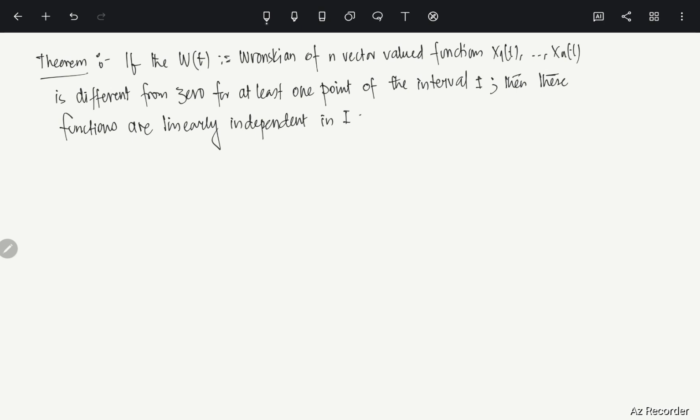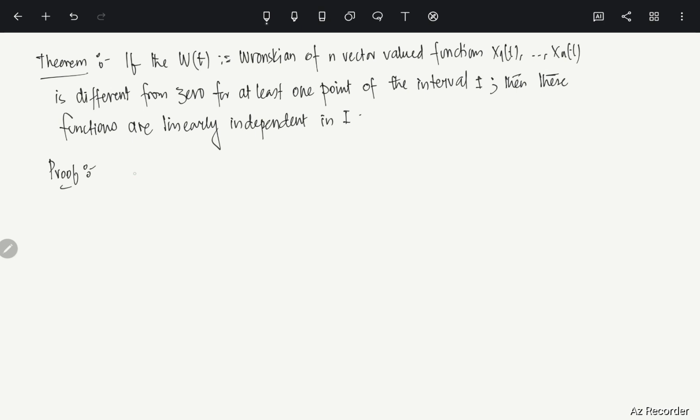See, the Wronskian doesn't have to be non-zero for all t, just for one t, if you can show that it is different from 0. So basically if it is non-zero for at least one t in I, then you have that the functions are linearly independent. So how do you prove something like this? Let's look at the proof of this.